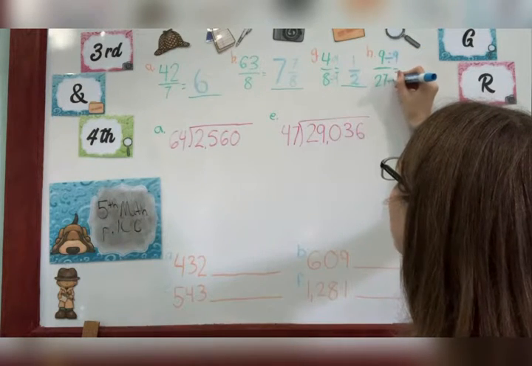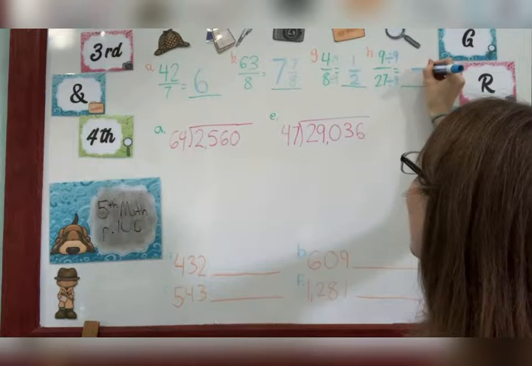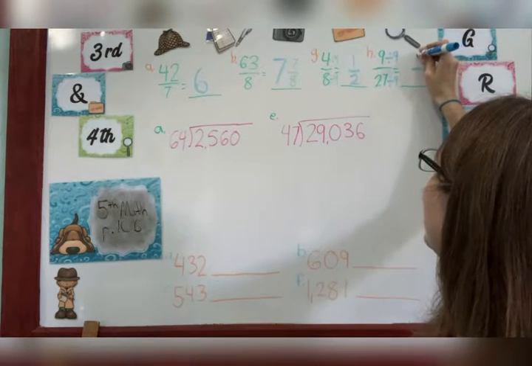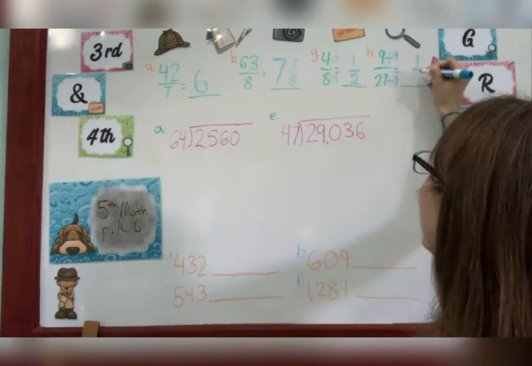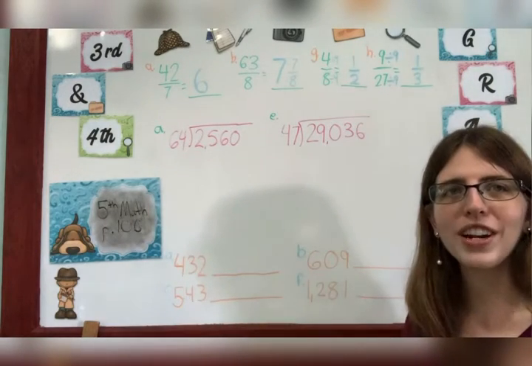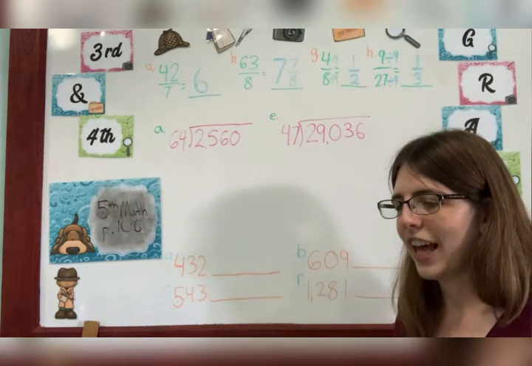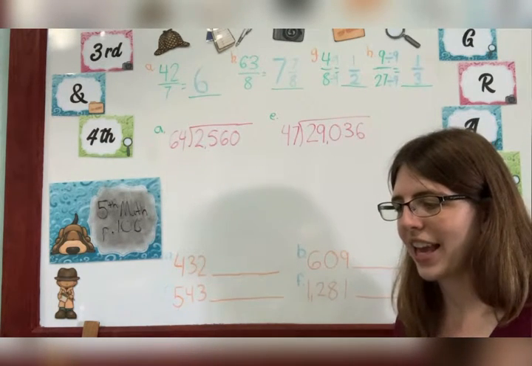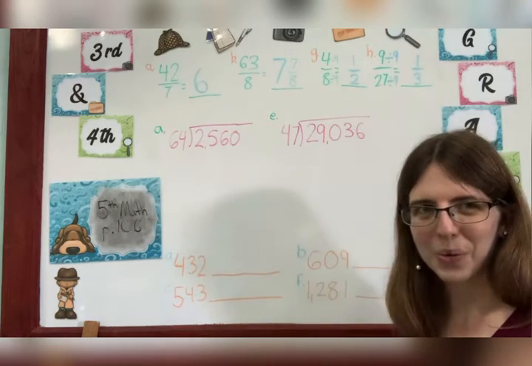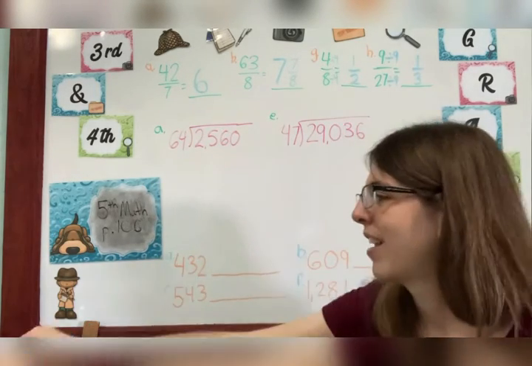So we divide both our numerator and our denominator by 9. 9 divided by 9 is 1. 27 divided by 9 is 3. So 1/3 is our new fraction. Now you do letters I, J, K, and L on your own. Let me know if you have any questions. I'd be happy to help you.